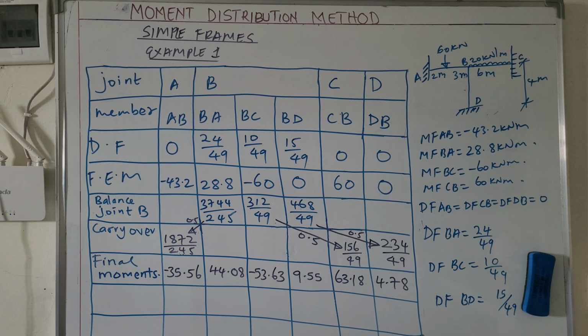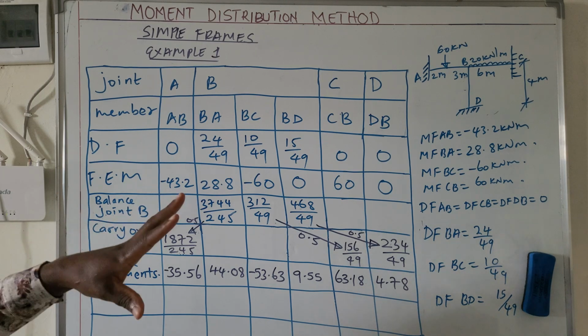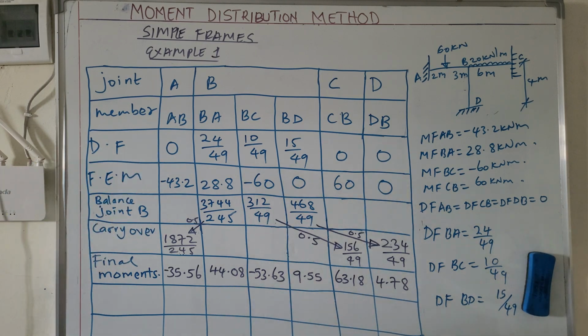After calculating our distribution factors, the next step is to draw a table. This table will have joints, members, distribution factors, and fixed end moment. And then you will insert what you have calculated already in this table.